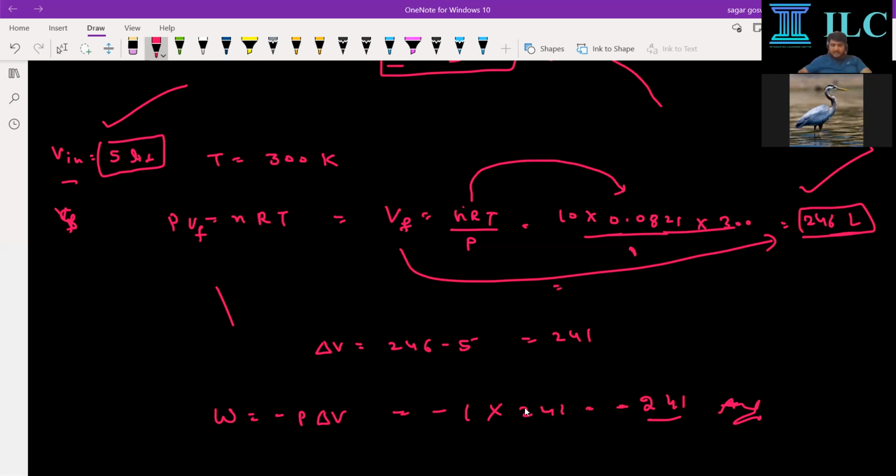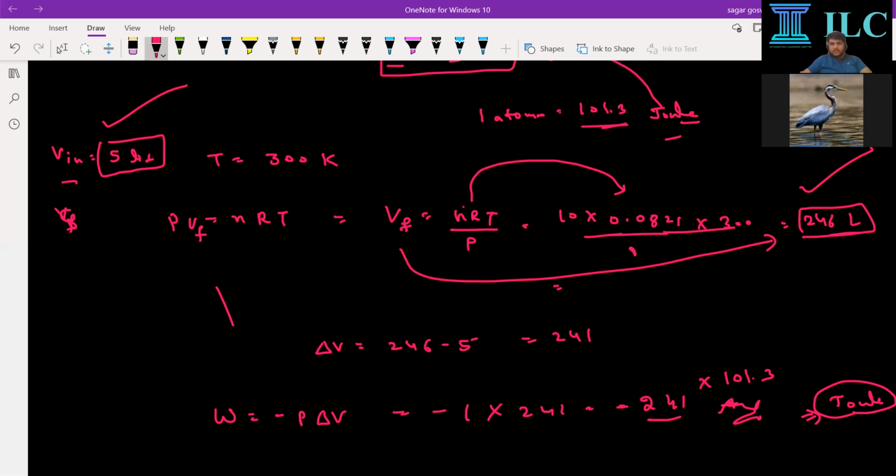But remember, that was in atmosphere. If they are asking in joule, one atmosphere is equal to 101.3, so if you multiply by 101.3, the answer comes in joule. Try to find the work done in joule, not in atmosphere. So remember always, one atmosphere is equal to 101.3 joule. This is how you can find the work done.